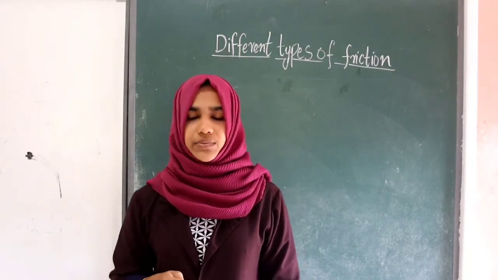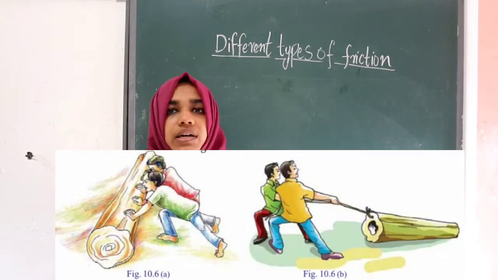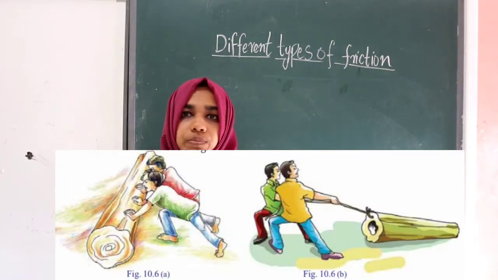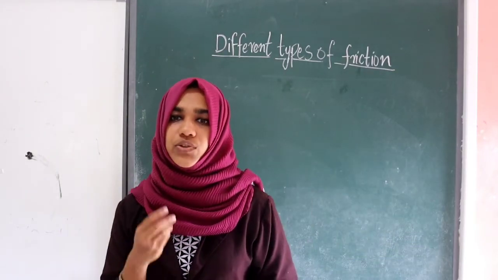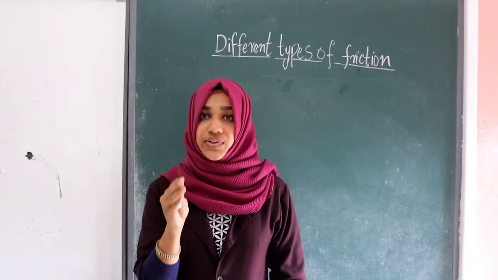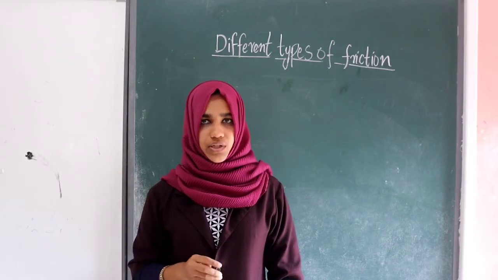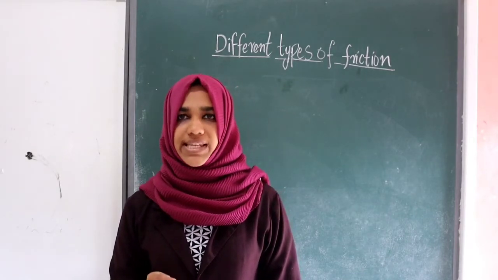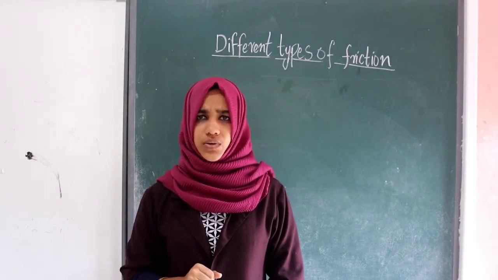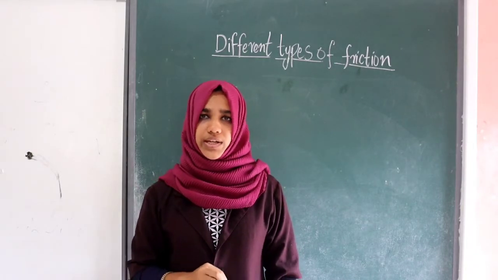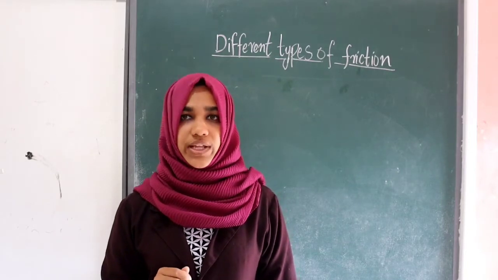Before going to that, here you can see two pictures. Two children are trying to move a log by two different methods. In the first method they are trying to roll the log, and in the second method they are dragging or sliding the log. So we can say that wherever motion is there, there is friction. Is it clear?